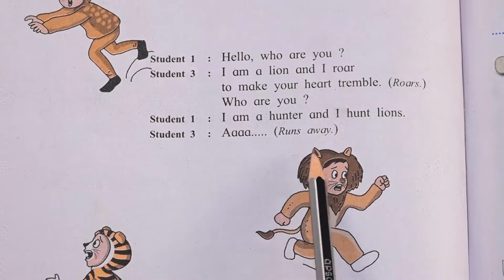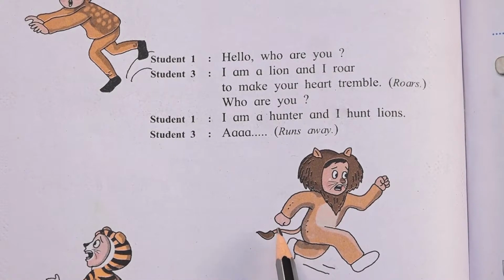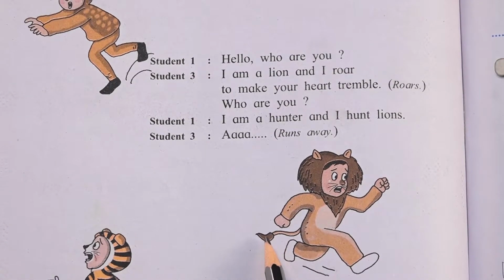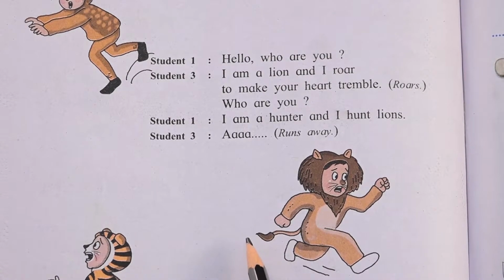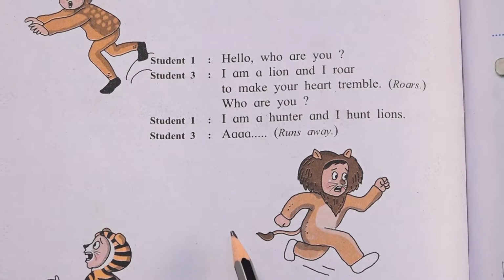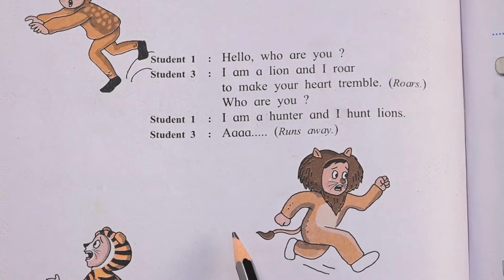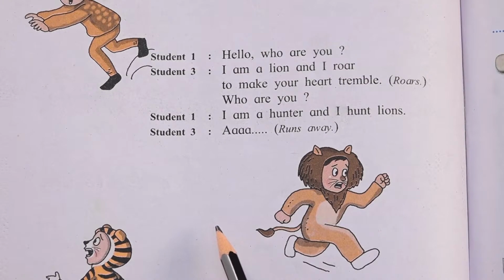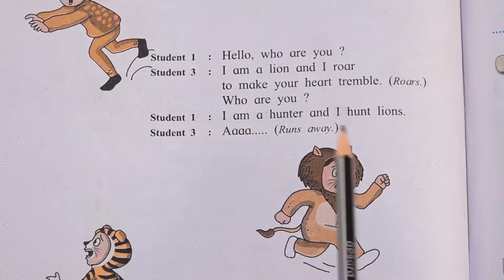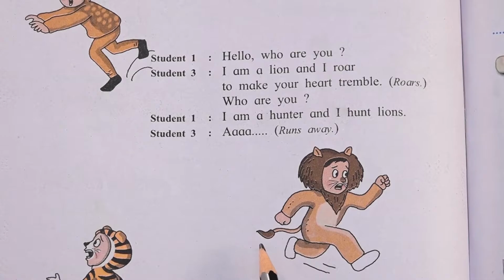The hunter asks the lion, "Who are you?" The lion roars and says, "I am a lion." When the lion learns that it's a hunter, the lion too runs away.